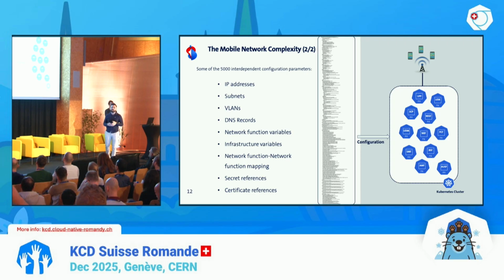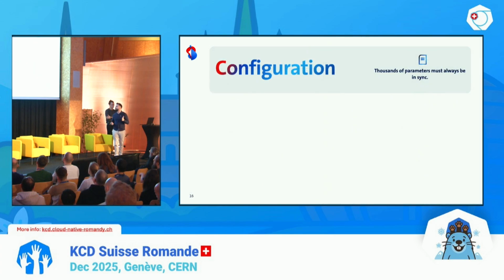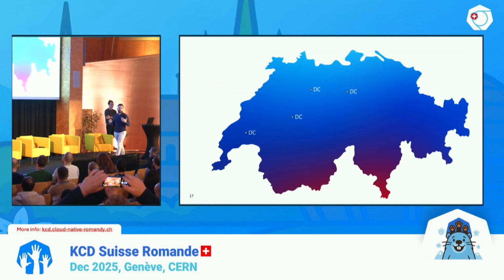So just to summarize, we have now seen three problems. The first one is configuration. We have thousands of parameters that need to be in sync in the mobile data core network. Then we have the problem of scalability. Now in Swisscom and in Switzerland, we have four data centers, so we need to somehow have redundancy to provide high availability.